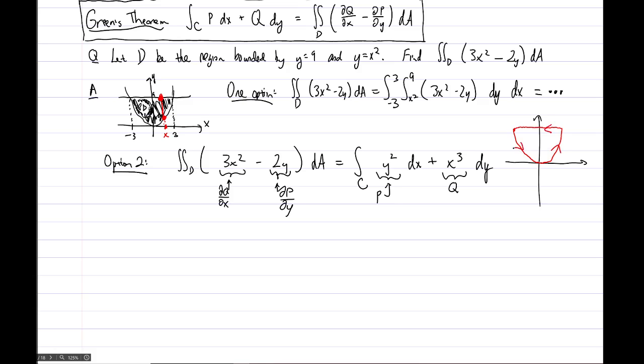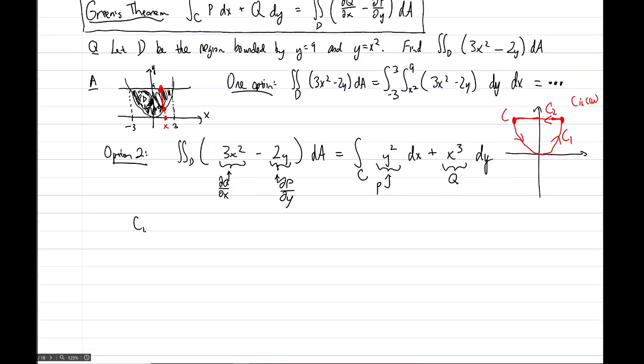The way to think of this, though, is that C is this curve, and C is counterclockwise, but it really makes sense to break up C into two separate pieces. So how about the parabola piece, which we'll call C sub 1, and then the line segment piece, which we'll call C sub 2. So let's go ahead and parameterize C sub 1.